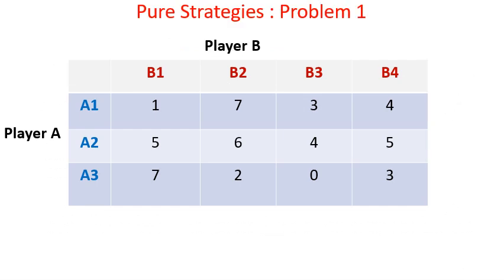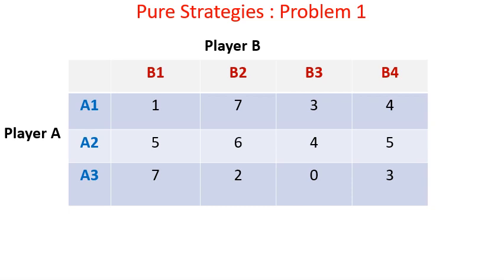Let us take a problem now. Problem 1 under pure strategies. You can see a table here where the payoffs of player A and player B are given. Also, player B has 4 strategies here. You can see here player A has 3 strategies, A1, A2 and A3. These are the strategies which we discussed in the previous session.